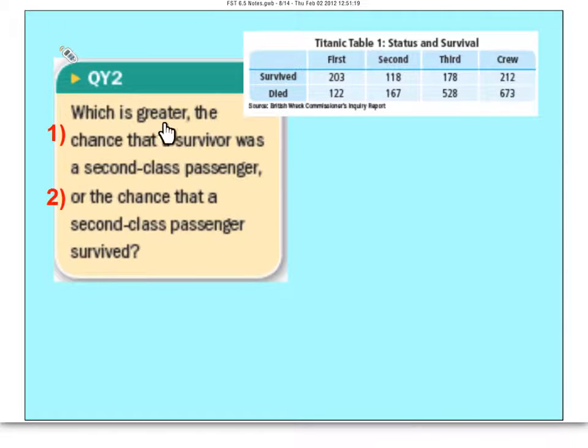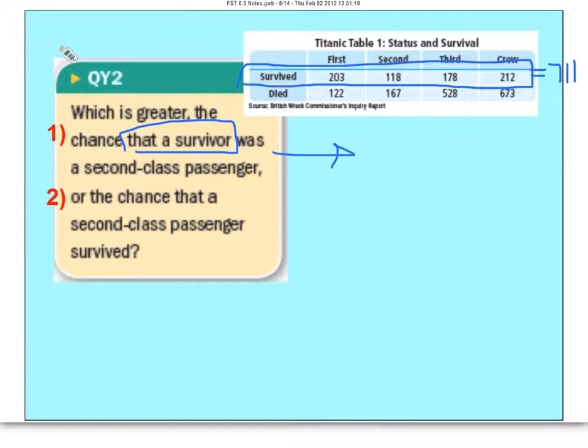Question 1 here, which is greater? The chance that a survivor was a second class passenger or the chance that a second class passenger survived? So let's break this down because it gets a little confusing. So this first one, the chance that a survivor. So we're looking at just the survivors for this case. And in that one, it's going to be this row. So of the 711 people that survived, that they were a second class passenger. So that's 118. And that comes out to 16.6%.